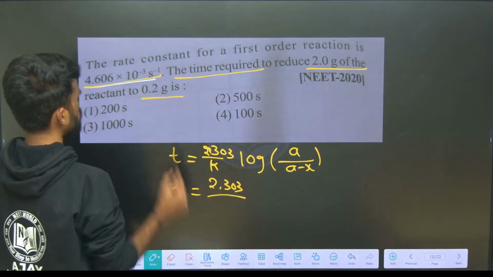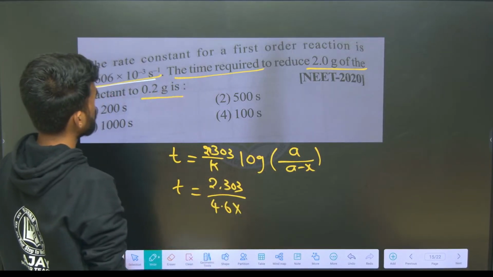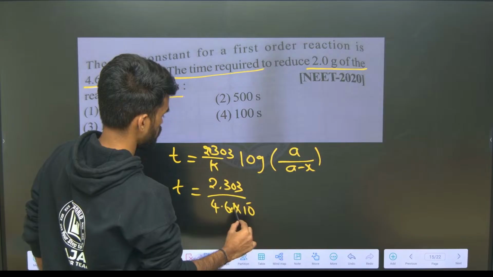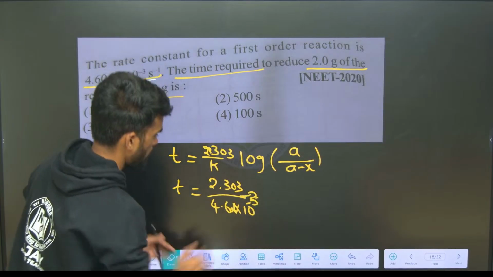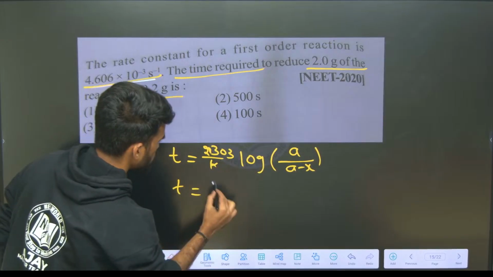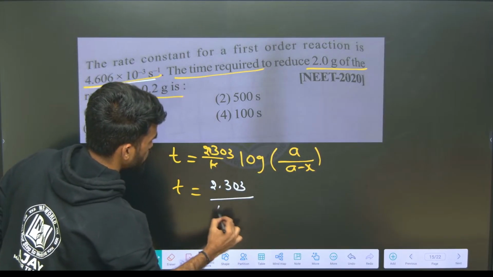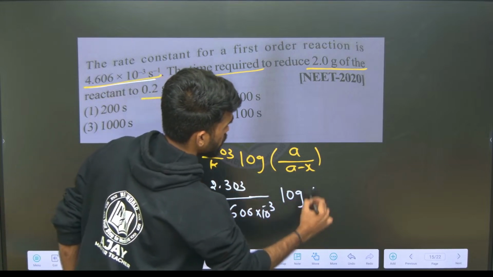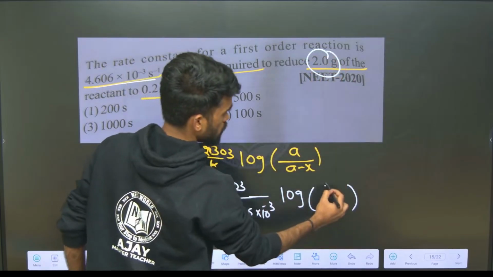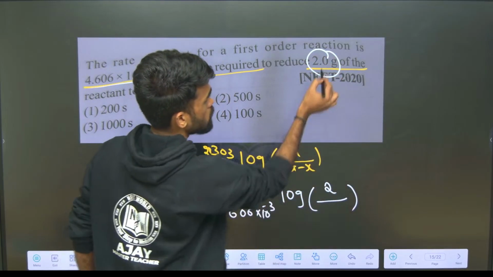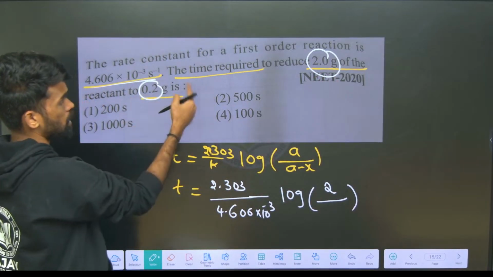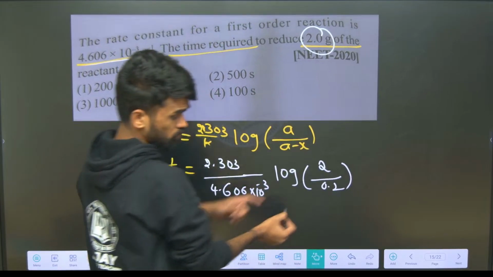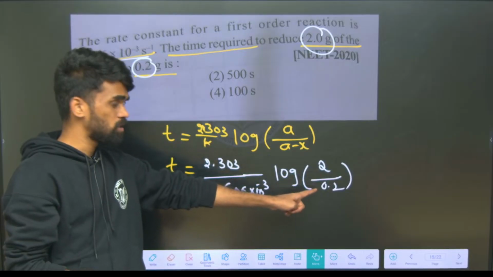What is the k given? So 4.6 into 10 power minus 3. So 2.303 by 4.606 into 10 power minus 3, right, times log of the initial concentration. What is the initial concentration mentioned? 2 grams. So take 2 grams, and it is converted into what remaining concentration of reactant? It is 0.2 mentioned right now. So hope this is clear how I am taking 2 by 0.2.